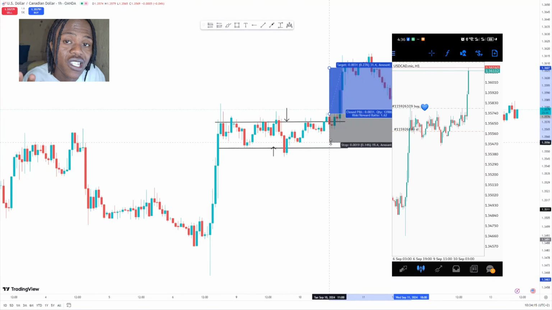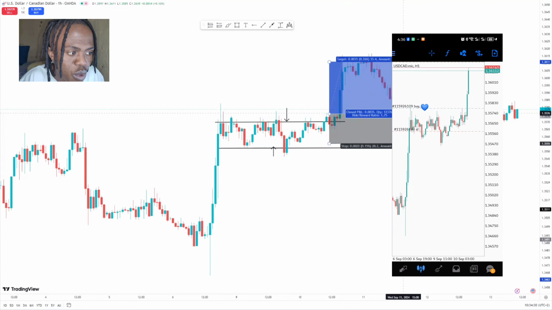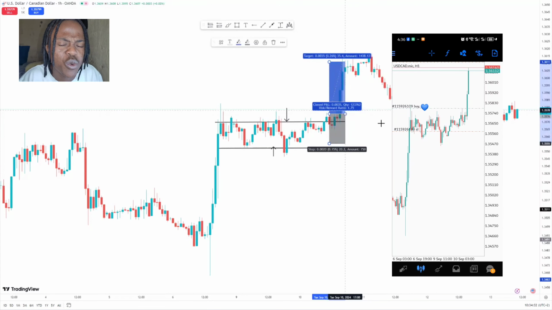So we now went in, we had a 20 pip stop, because that's what I always go for, right? And we had a 35 pip target, a clean 1 to 1, 1 to 1.2, 1 to 1.5, right? So now the nature or the approach is very simple.